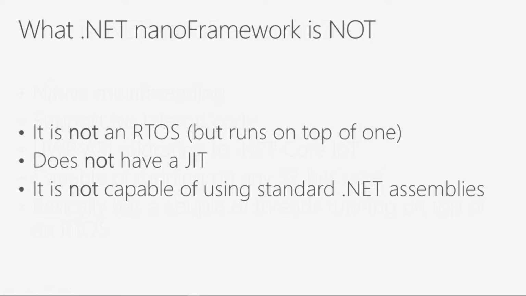So, what the .NET Nano Framework is not. This is not an RTOS, but runs on top of one. Like I said before, we basically need two threads to run the execution engine and the communication component, and that's it. It does not have a JIT, and it's not capable of using standard .NET assemblies for a very simple reason.